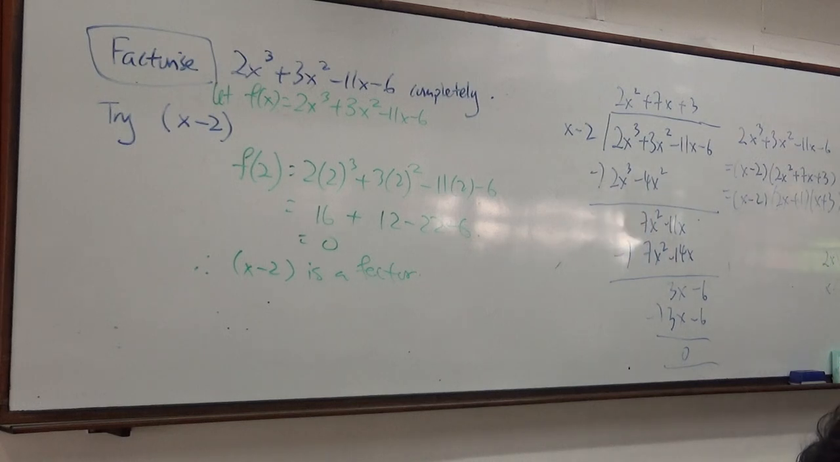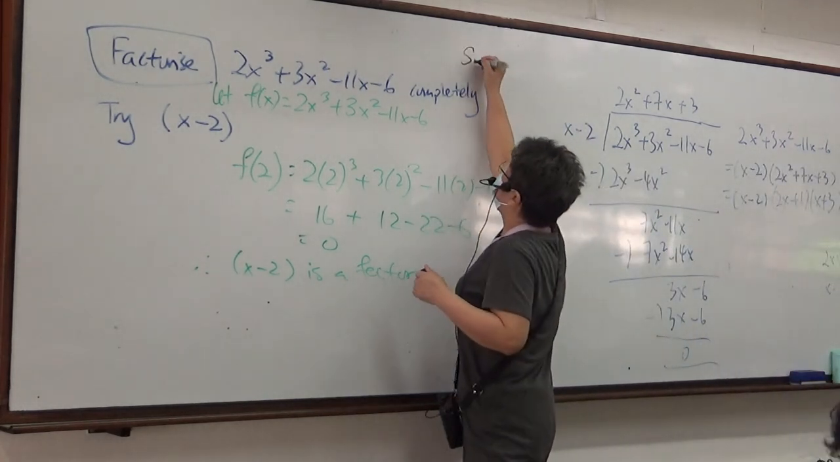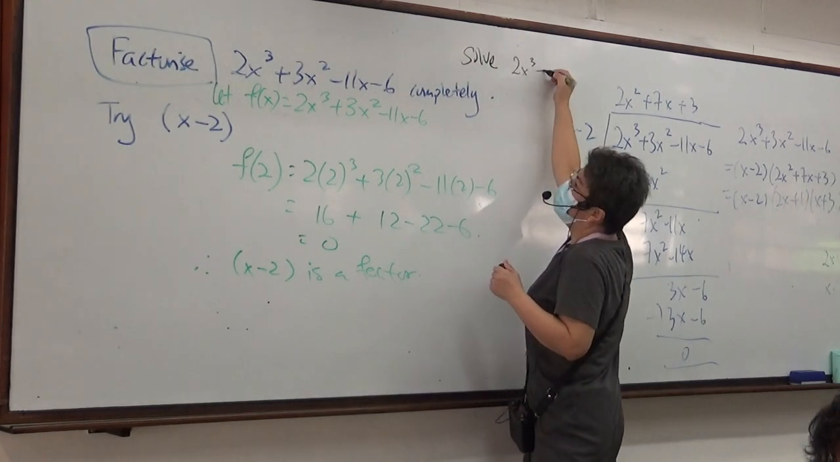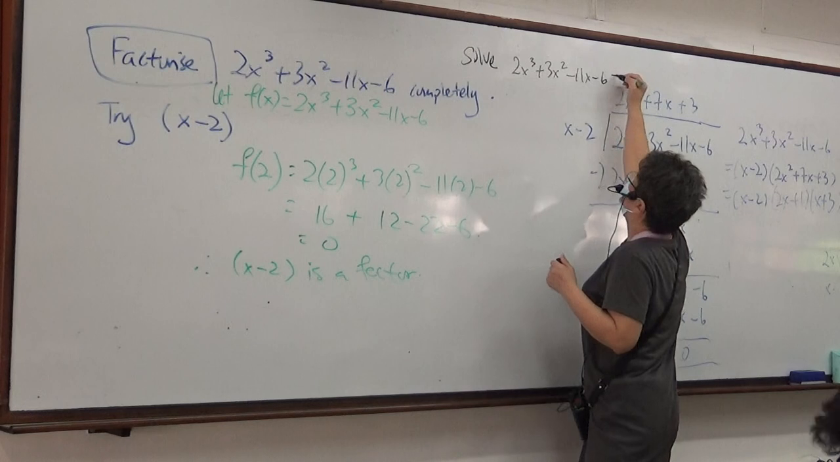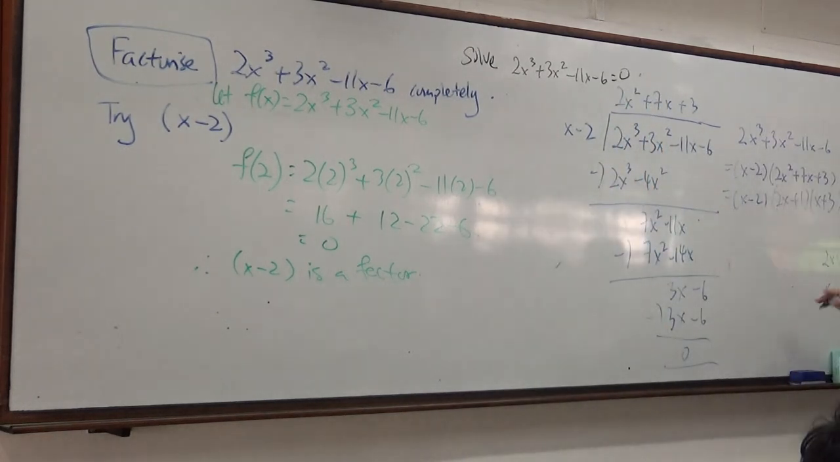Do you understand? Now, what if the question says solve? Same procedure. Until here, you must put what? Equal to 0. Then you have x equals 2 or negative half or negative 3. Understand? So, one more step. Must differentiate between factorize and solve. Because when I ask people to solve, they just factorize. When I ask people to factorize, they just solve. I don't understand why. You understand? Can or cannot? Can, okay.